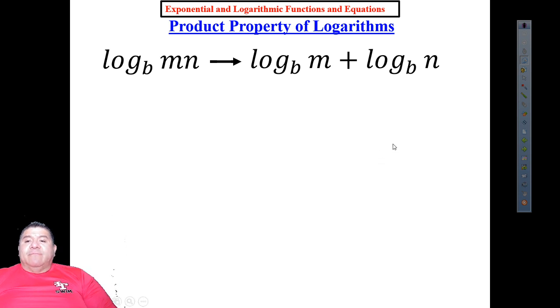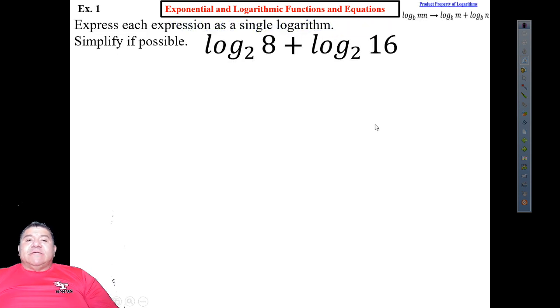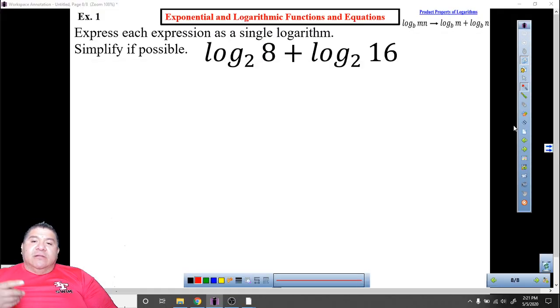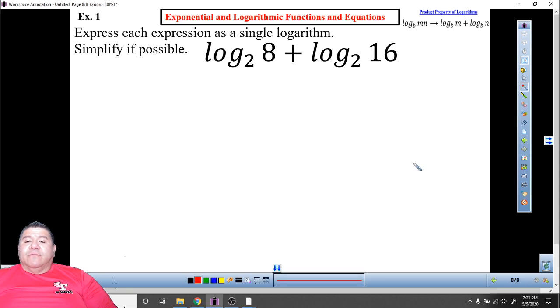If not, write example 1. Example 1 reads, express each expression as a single logarithm and simplify if possible. And they give us log 2 of 8 plus log 2 of 16. Copy that. Once again, if you need to pause it, pause it. And over here on the top right, I left the product property of logarithms so that we can remind ourselves what it is. All right. So writing utensils down, look up to the screen. I'm going to do this one, and you can copy at the end. Writing utensils down. Here he goes.